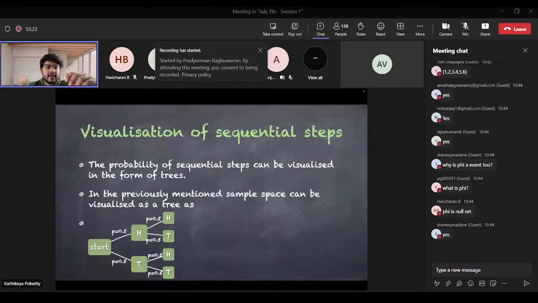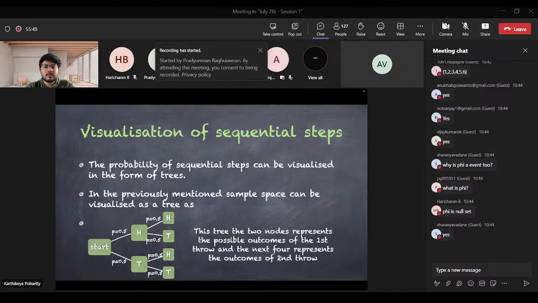So if the first toss is a head, then for the second toss we have two possibilities, head or tail. So it further goes into two branches. If the first outcome is a tail, we have two more possibilities for the second outcome. It can be a head or tail. So we can visualize a process or an event in the form of sequential steps. In this tree, the two nodes represent the possibility of the first outcome, first row, and the next four represent the outcome of the second row. So you can try constructing sequential steps for throwing a dice or something. You can try it yourself.